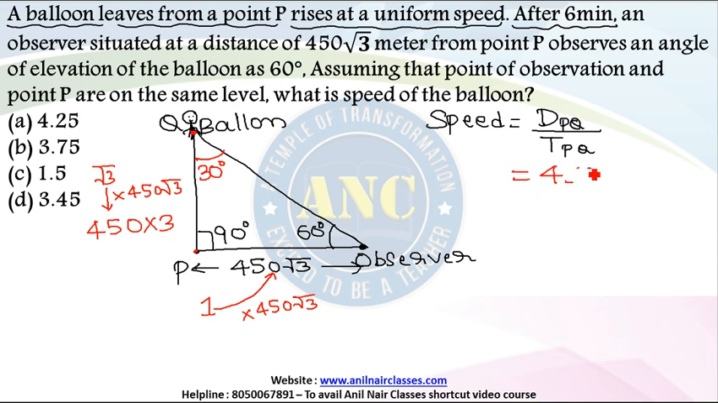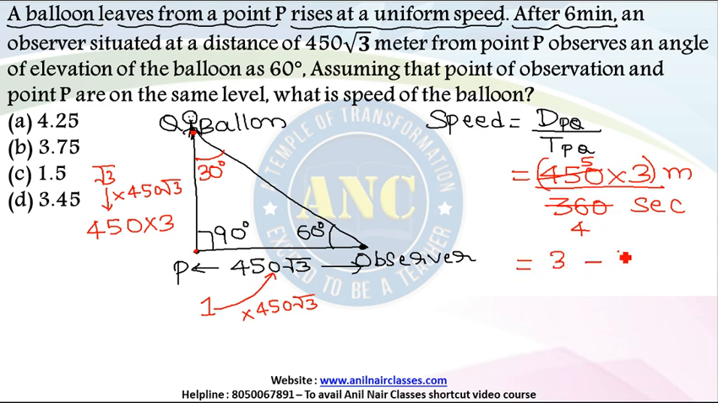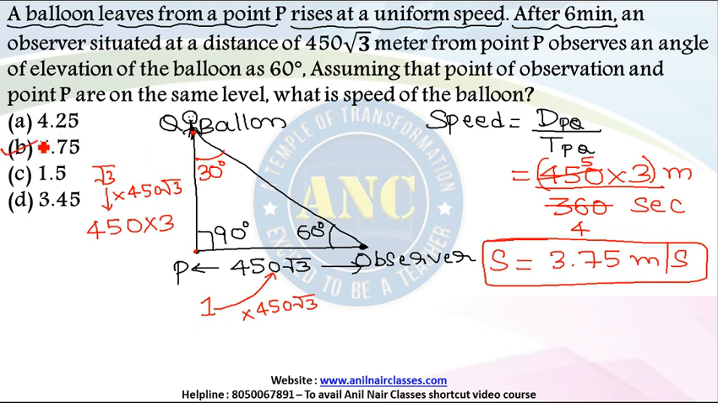We already know that value right now. Time taken from P to Q is 6 minutes. This 450 into 3 is in meters, and 6 minutes is in minutes. Convert it to seconds. 6 into 60 seconds, 360 seconds. So if I further simplify, 90 into 4, 90 into 5. It is 15 divided by 4, which is 3.75 meters per second. Because 3.75 is already given in the answer options, that should be the correct answer. Answer is 3.75 meters per second.